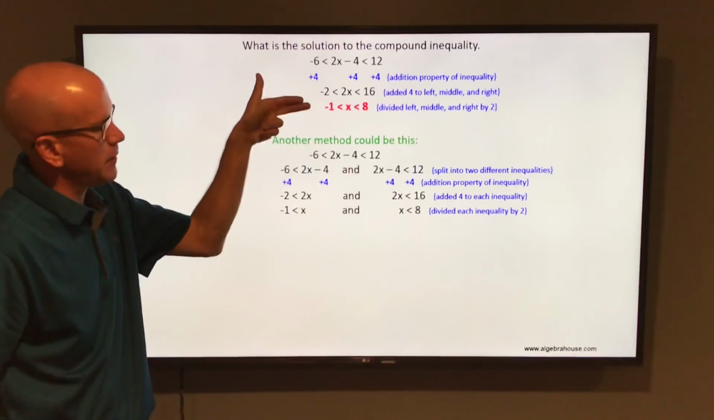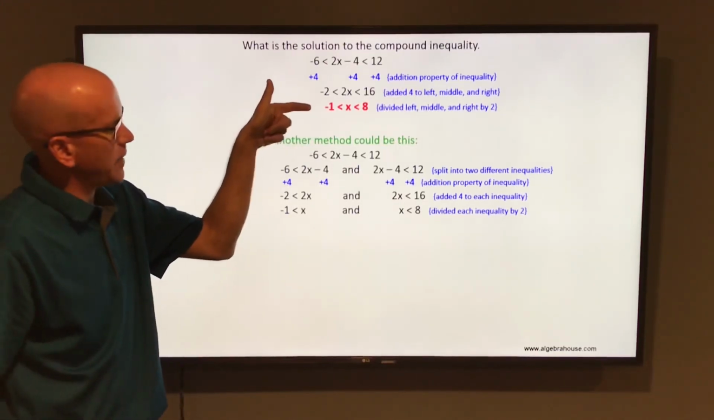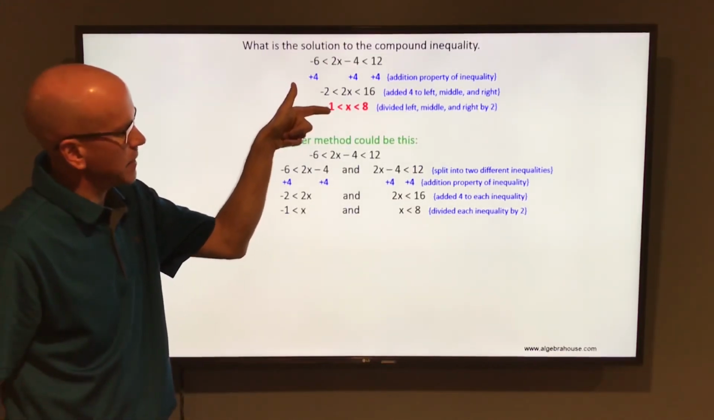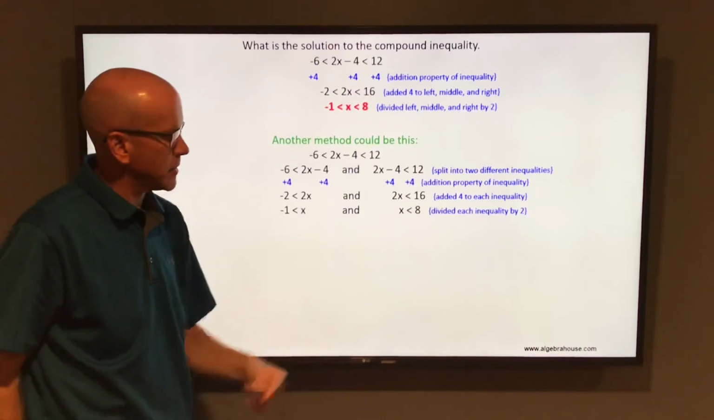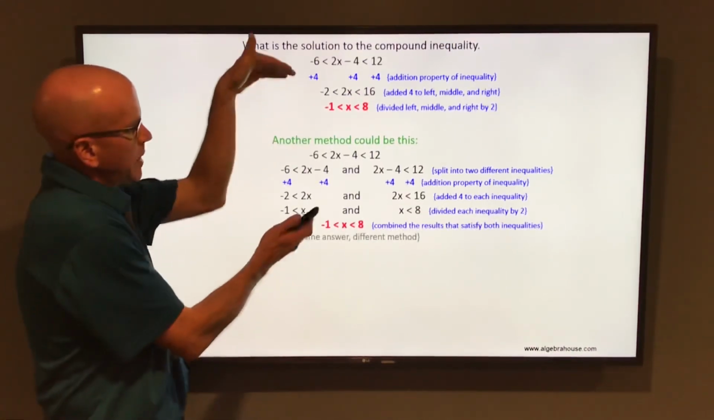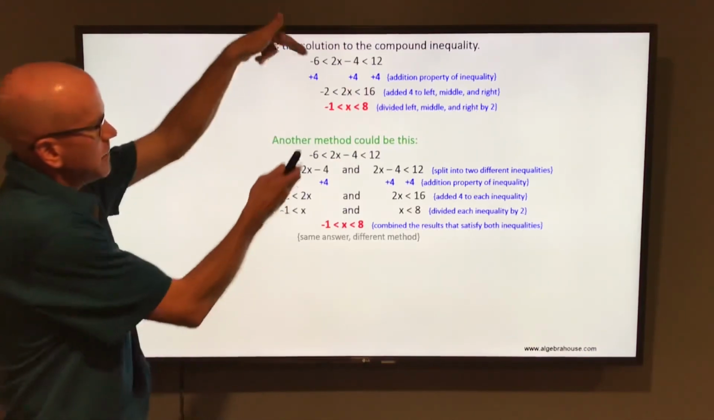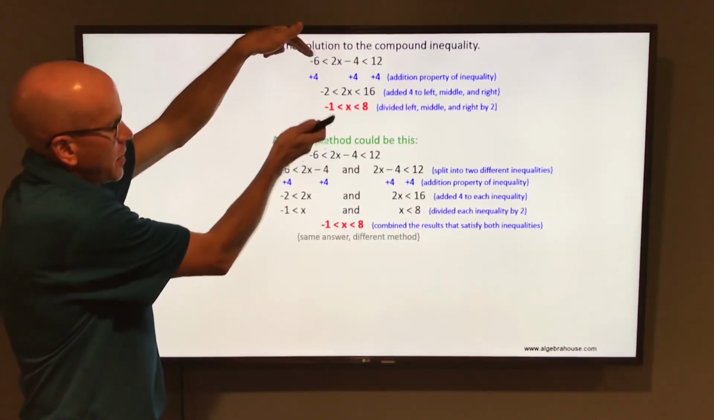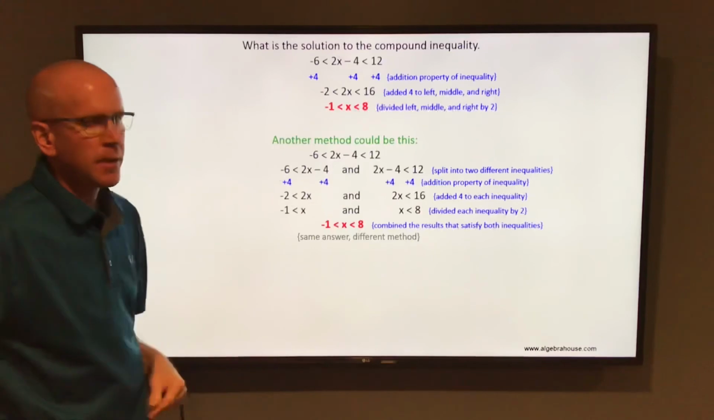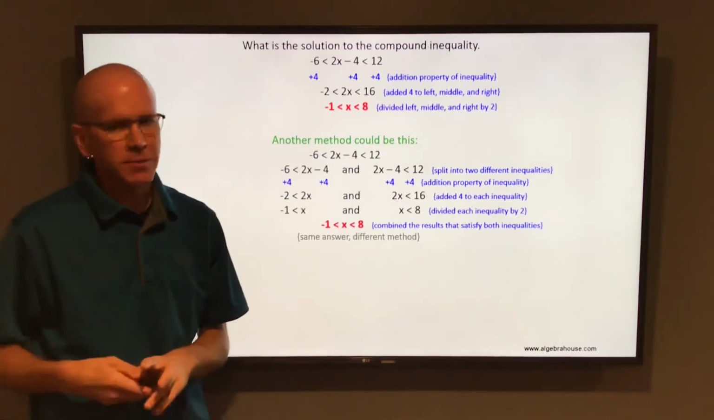So -1 is less than x, and x is less than 8. I told you up here, that's what this means. That is an and inequality. So no matter which way you do it, you're still going to get the same answer. But you can see there's fewer steps in this first method than there is in the second method. Fewer steps means less chance of making a mistake.